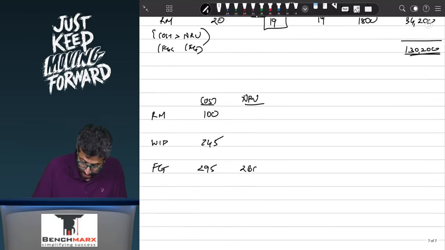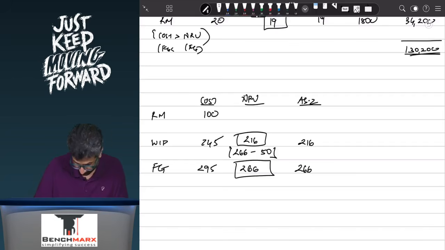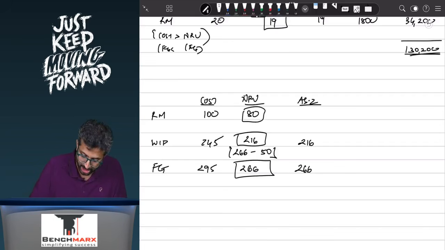So this is a loss making finished good first of all, and hence as per AS2 this finished good is going to be valued at 266. Okay, then you look at WIP. For WIP I will say 266 minus there is another 50 of cost to be incurred, so this is 216, and hence this will be measured at 216. Now because this finished good is loss making, I will take the raw material cost as lower of cost or replacement cost, and hence this is 80.